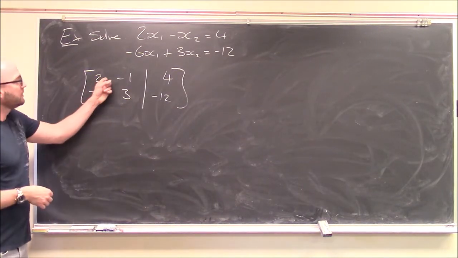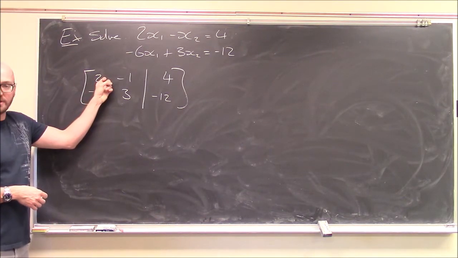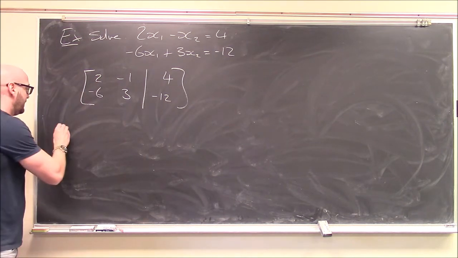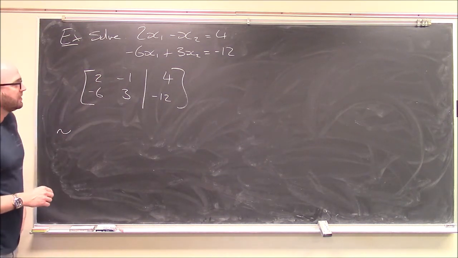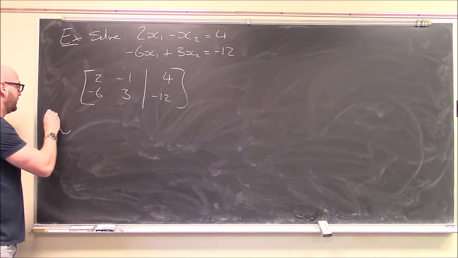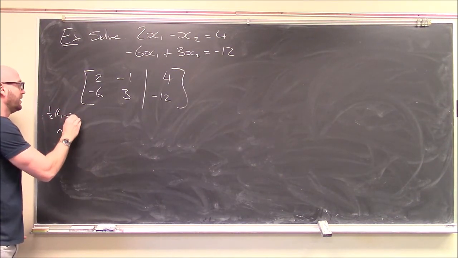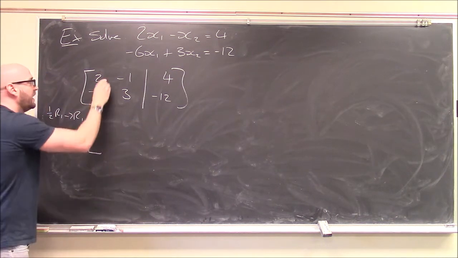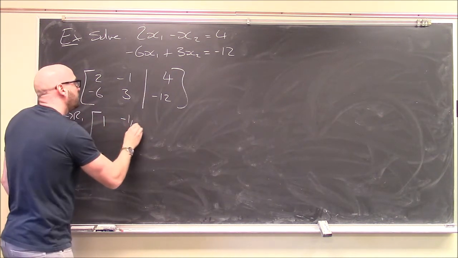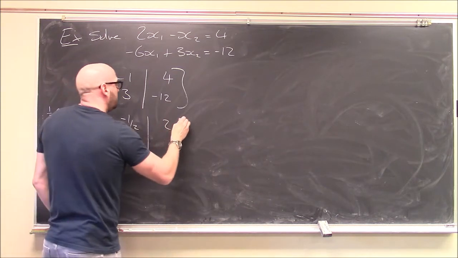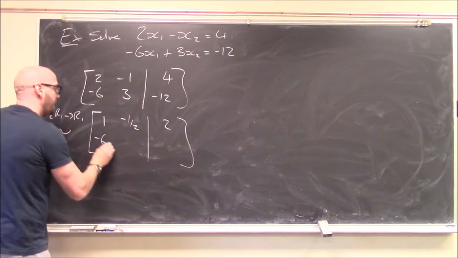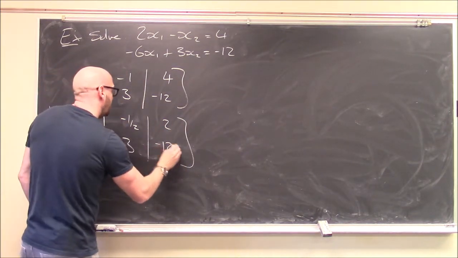What do I want to do? This first entry up here in the top left, I want to make that a 1. I see no great ways to do it, so I'm just going to divide by 2. So 1/2 of row 1 will become our new row 1. And that will give me 1, minus 1/2, 2, and minus 6, 3, minus 12.